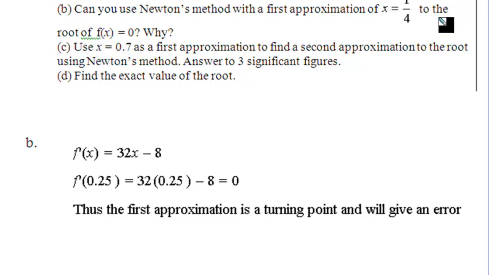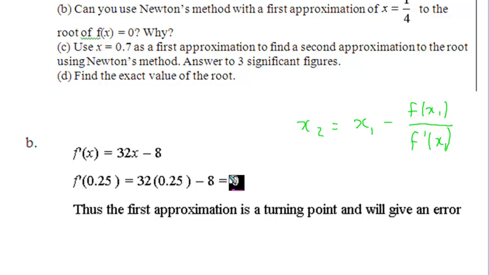Now, can you use Newton's method with the first approximation of x equal to a quarter for this root? We need to get the derivative, and we sub 0.25 into the derivative here. We get 0, which is going to be a problem, because if you remember the formula for Newton's method, it's x2 equals x1 minus the function of x1 over the derivative of the function at x1. So getting 0 is going to give us an error here.